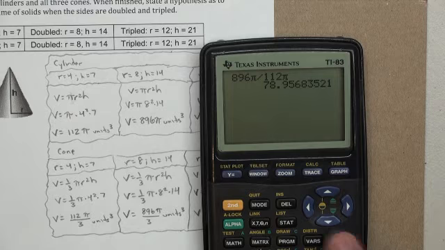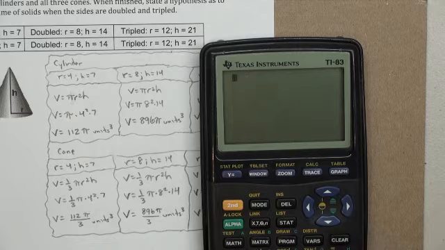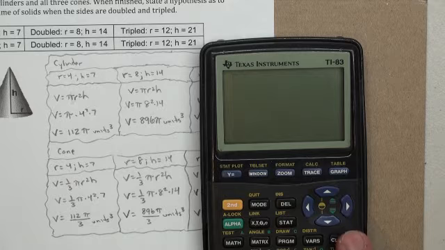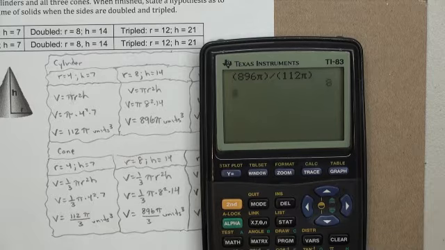So what about 112 pi squared? It's 123,804. What's 896 pi? Nope, it's not that. 112. Oh, okay, let me see. I think I forgot the parentheses. Yep, that's probably what happened. 896 pi in parentheses divided by 112 pi. 8.